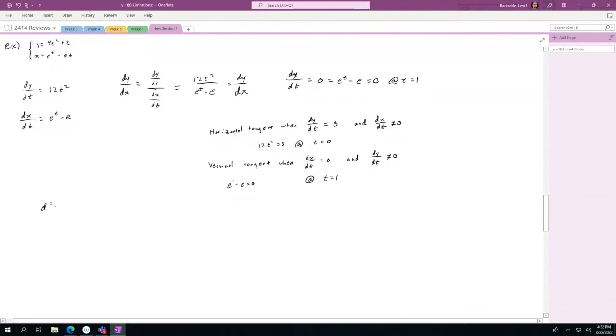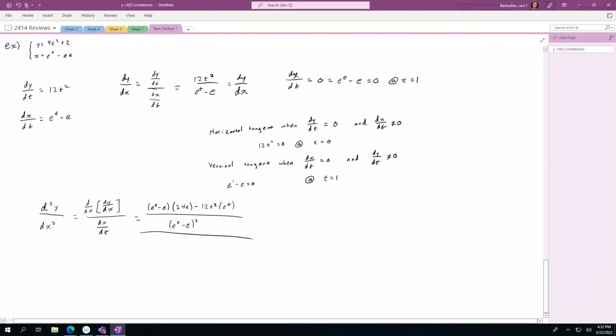All right, let's go ahead and find the second derivative of this same example problem. By definition, I know that this is going to be the derivative of my first derivative divided by my x derivative again. So my first derivative is 12t squared over e^t - e. Taking the derivative of that, I'm going to need to use the quotient rule. So that's going to be low times the derivative of the top, minus high times the derivative of the bottom, over the bottom squared.